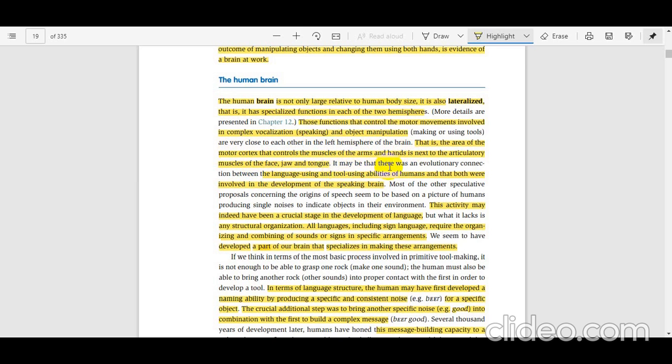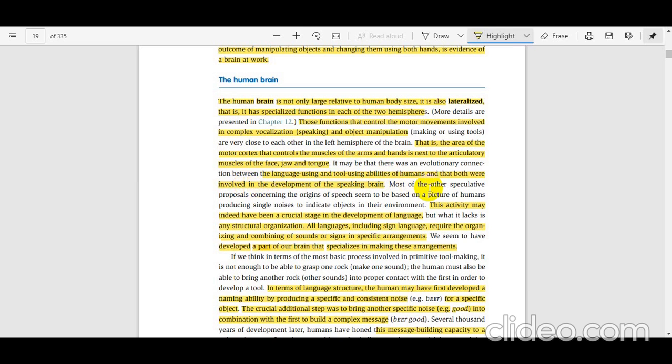It may be that there was an evolutionary connection between the language using, and this is the point that I raised in the beginning of the paragraph. It means here there is the language use and the tool using abilities of a human or humans that both were involved. Now, both these two functions are involved in what? In the development of the speaking brain, the development of producing speech.